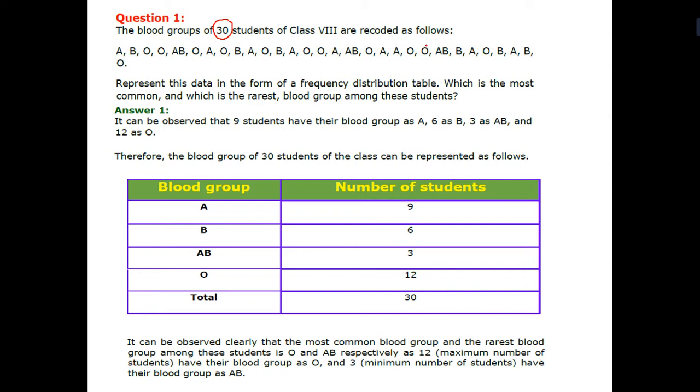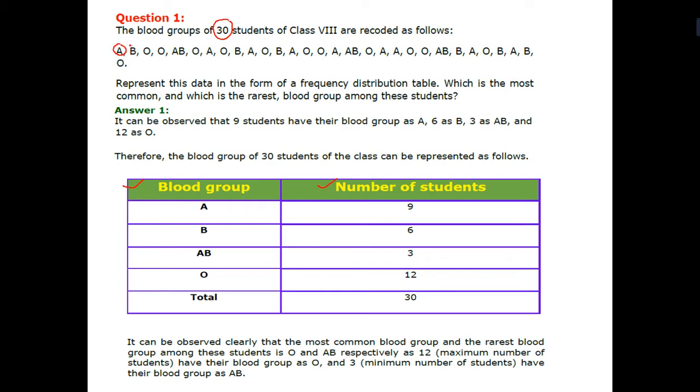Already we have completed this question in the last lecture, but we have to understand the proper way to write the answer. So represent this data in the form of a frequency distribution table, and find which is the most common and which is the rarest blood group among these students. First of all, we write blood group vertically. Afterward, we write number of students, and we have to find out how many groups there are.